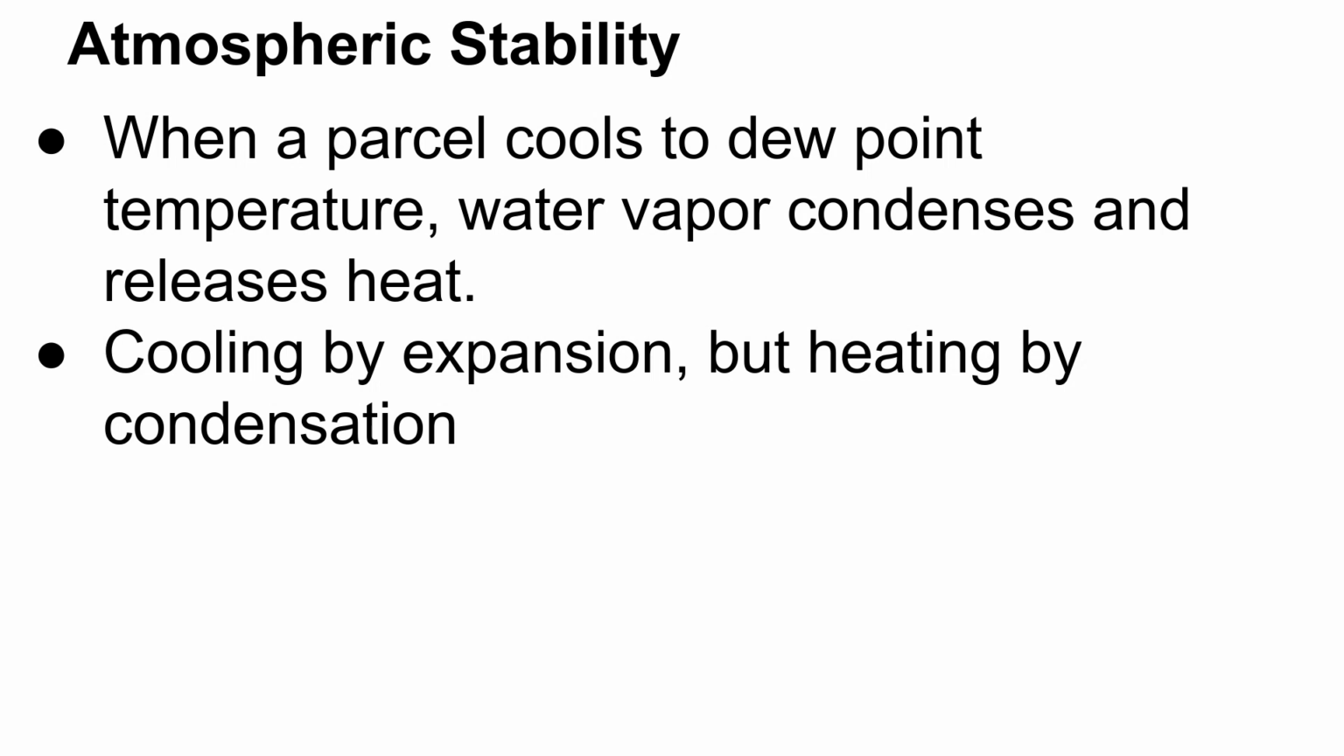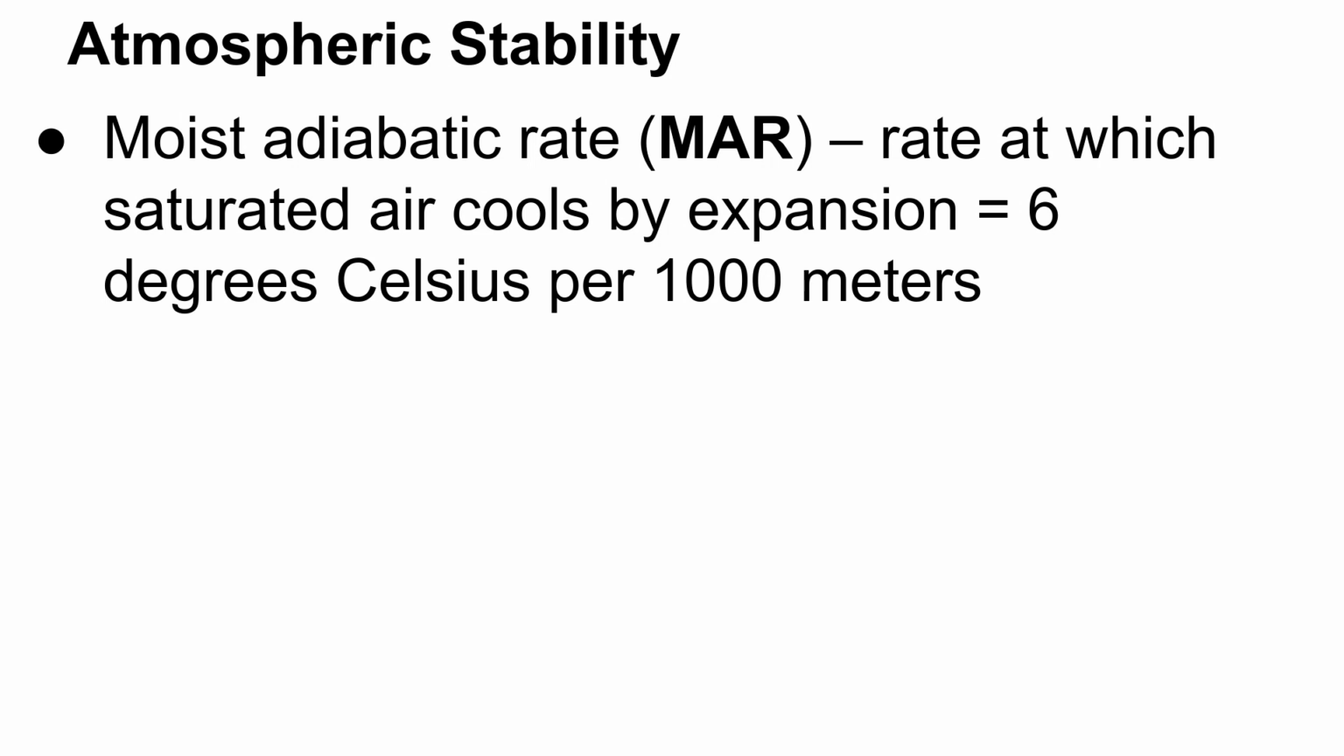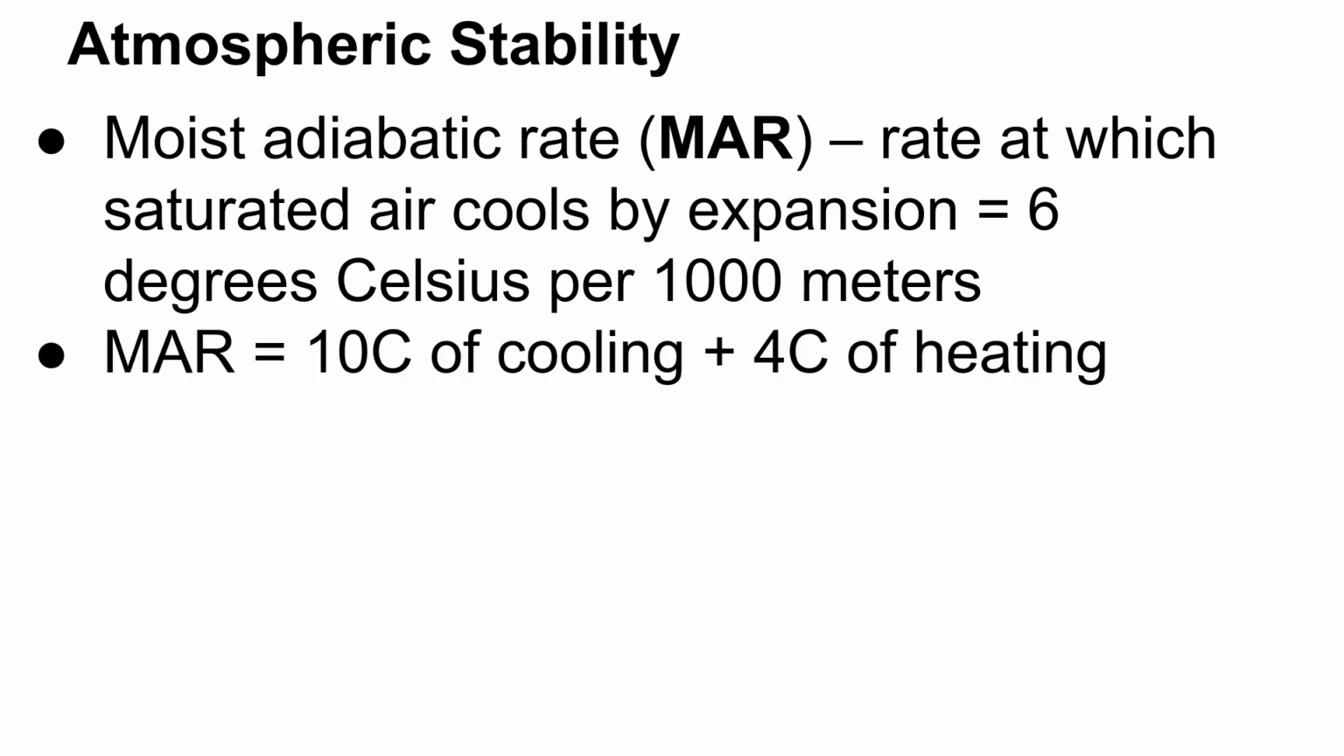However, once you get condensation, it's going to release about 4 calories of heat. So the moist adiabatic rate is 6 degrees of cooling. There's 10 degrees of cooling, 4 degrees of heating for a net cooling of 6 degrees. The moist adiabatic rate is 6 degrees per 1,000 meters. The moist rate represents 10 degrees of cooling and 4 degrees of heating for a net of 6 degrees of cooling.